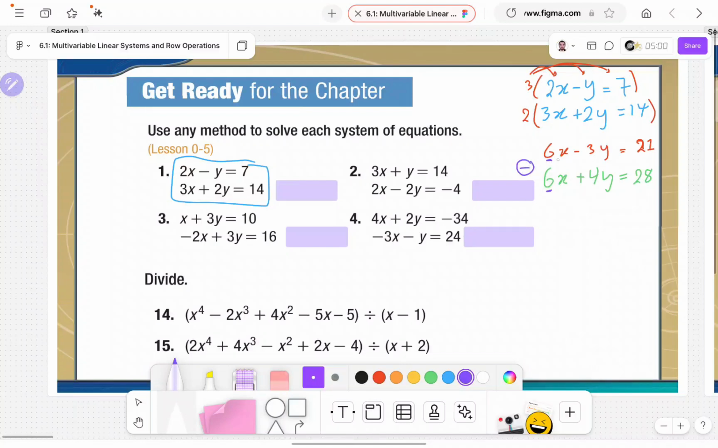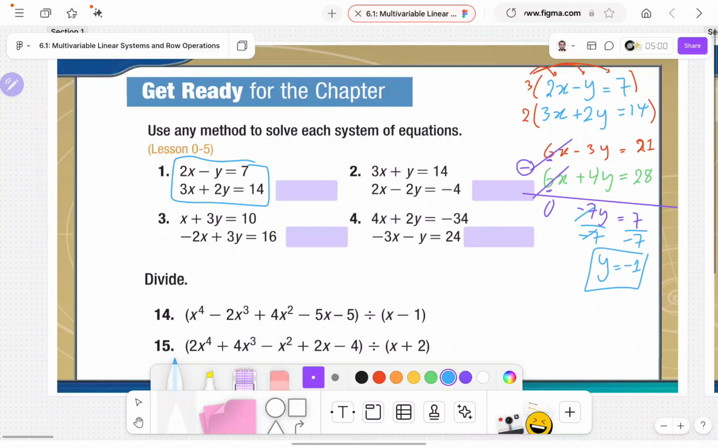So now I can subtract: 6x minus 6x equals 0. Now, negative 3 minus 4, which is negative 7y, equals 21 minus 28, which is negative 7. So now we can divide both sides by negative 7. So the final answer is y equals negative 1.